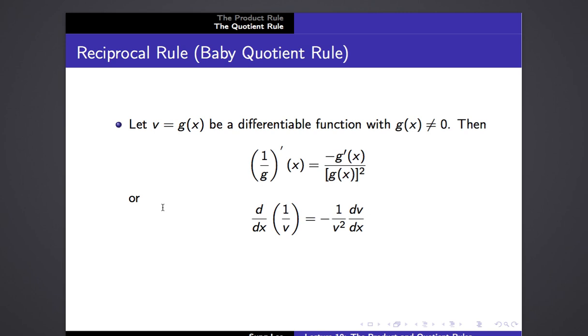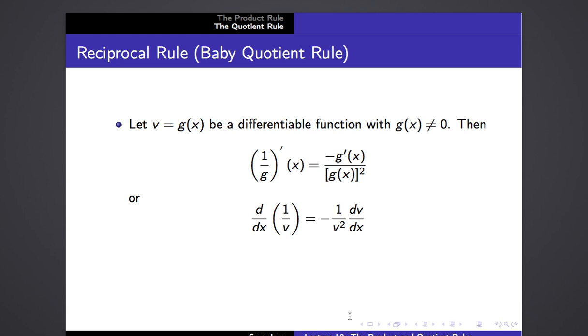In this case, 1 over g prime of x is given by negative g prime of x over g of x squared. Or in terms of Leibniz notation, d by dx of 1 over v is given by negative 1 over v squared times dv dx. So that's the reciprocal rule, or my favorite name, baby quotient rule.